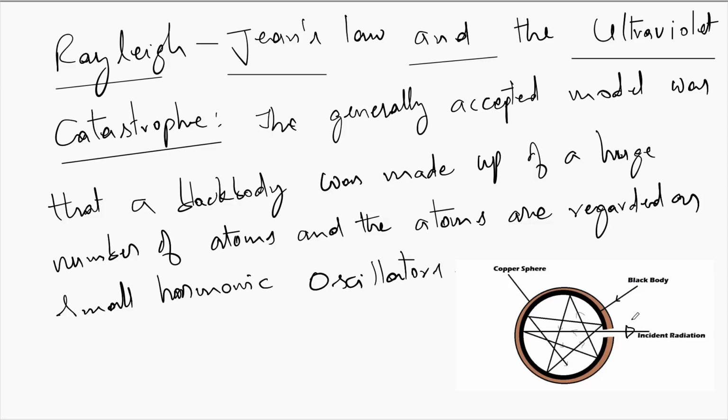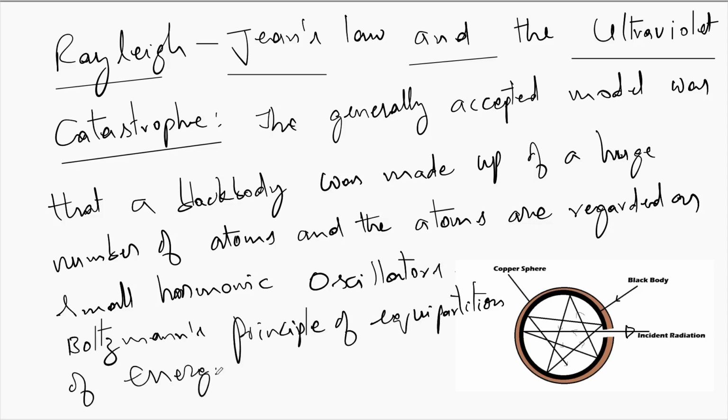The Rayleigh-Jeans law uses Boltzmann's principle of equipartition of energy, which states that the energy associated with the harmonic oscillator is equal to kT, where k is Boltzmann's constant and T is the temperature in Kelvin. Please recall that the black body is a good absorber of radiation and also an emitter of radiation when it is heated.